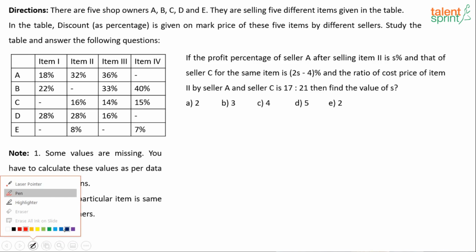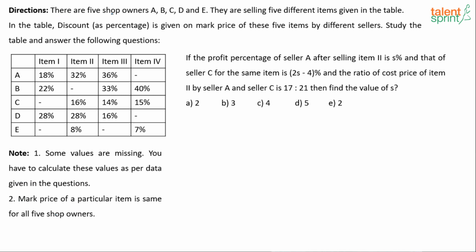Let me quickly set the context. Read it. There are 5 shop owners A, B, C, D, and E. They are selling 5 different items given in the table. Actually, there are only 4 items that I see: 1, 2, 3, 4.